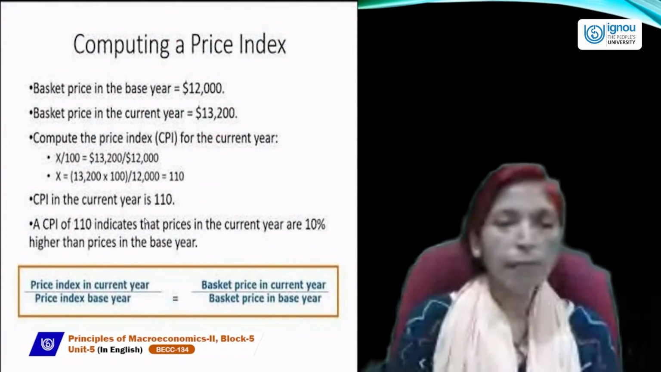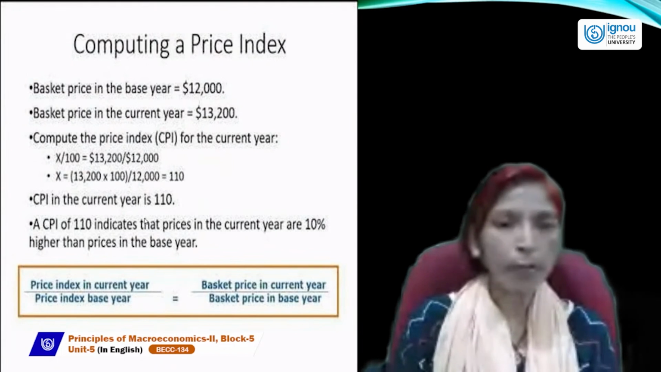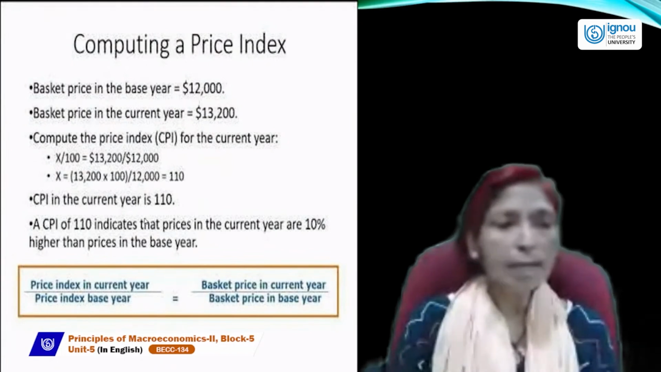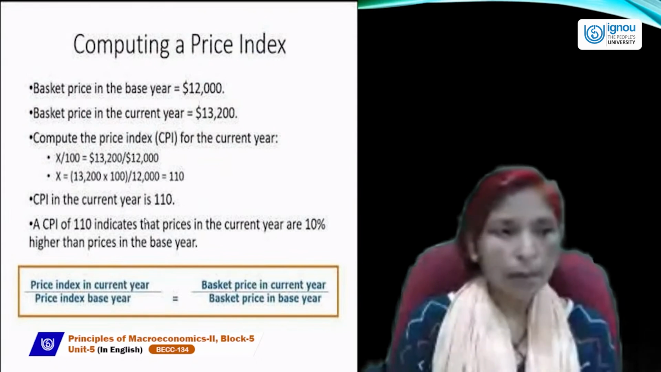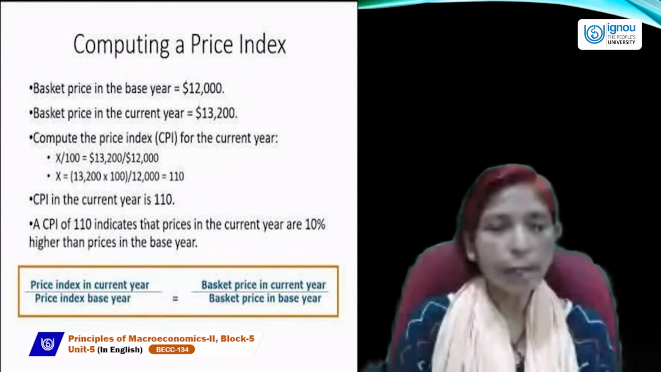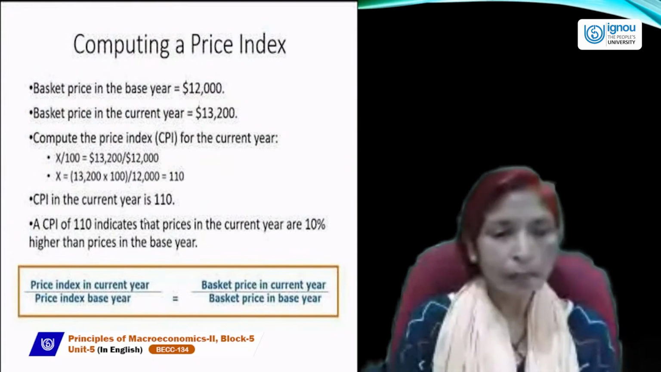If we want to compute a price index, how can we calculate or estimate it? Here is an example of computing a price index. Suppose the basket price in the base year is $12,000, and the price in the current year is $13,200. Then how can we calculate the consumer price index for the current year?